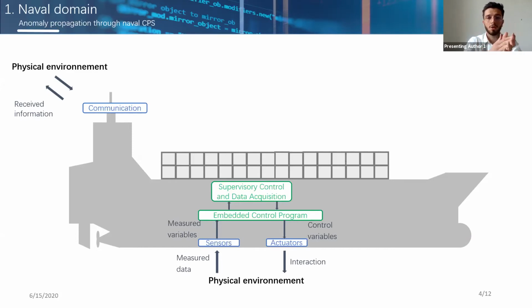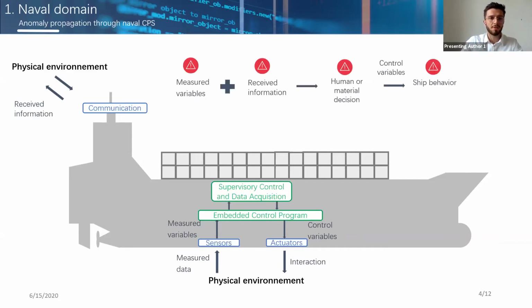Ships can also collect information through their communication system, but for this study, we will only focus on the physical process monitoring. And with all of this collected data, decisions are made by a human or machine in a predictive and also in a real-time manner. And control variables are produced from this decision to modify the ship behavior. This collected data can be degraded by several factors and induce wrong decisions when anomalies propagate through the CPS.